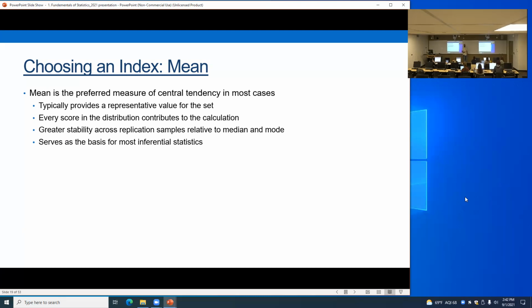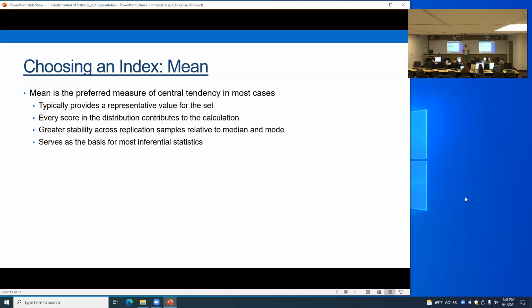Every score in the distribution is contributing to the calculation of that, so no one gets left out. Everybody's weighted equally. We see greater stability in replication samples relative to the median and the mode, because it's an average, right? It's sort of right there, and from sample to sample to sample, that mean's going to jump around less than the median, right?